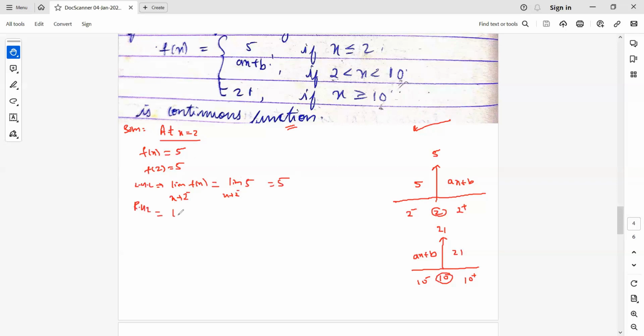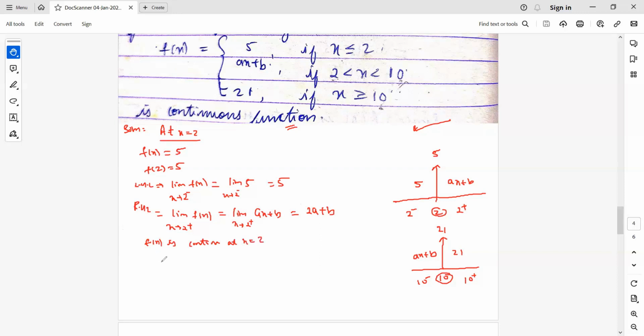Similarly, we have to calculate the RHL. RHL is the limit of f of x as x tends to 2 plus. The value of the function when it is greater than 2 is ax plus b, as x tends to 2 plus. On simplifying we get 2a plus b. Now use the definition of continuity. It's already given that the function is continuous at x is equal to 2.